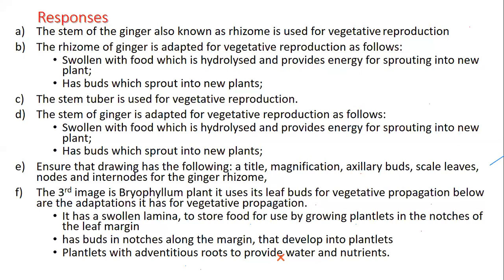So, if the image you've drawn is bigger than the actual object, then you have to tell us how many times it is bigger by writing the magnification. It can be 1.5 times bigger, it can be 2 times bigger, it can be 2.5 times, 3 times, 4 times, depending on the space you have. But the bottom line is you must communicate accurately.